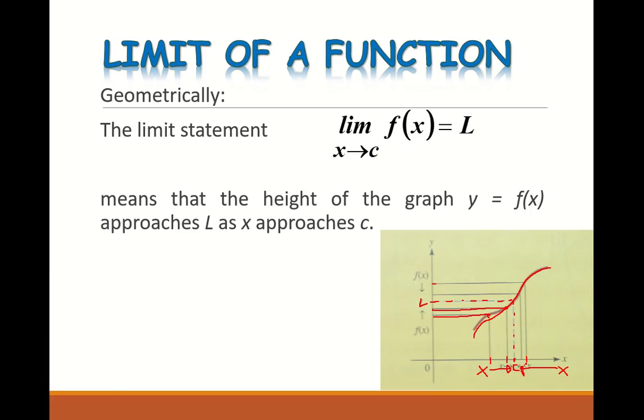Now as x moves closer to c, say at this point, if you draw a line vertically, it will intersect at this point. Then draw a line horizontally perpendicular to the y-axis. This is your new value for f of x. And as x approaches c from the right, it also approaches this value L. So from the left going to c and from the right going to c, they approach the same value, which is L. This is what we call the limit of the function.